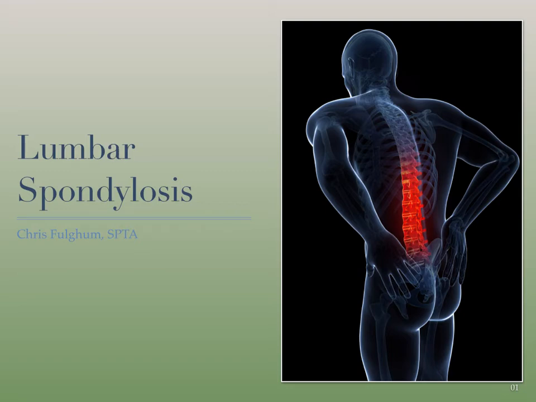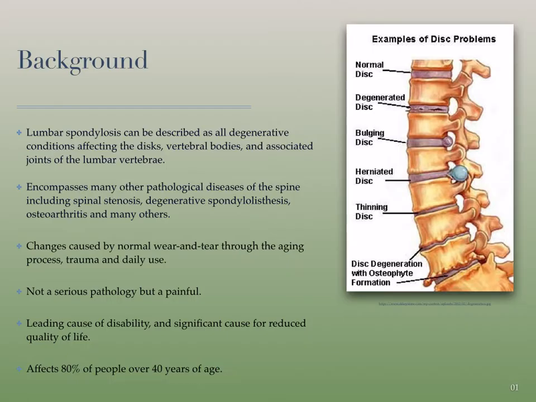I'm a student physical therapist assistant and I will be discussing lumbar spondylosis. So some quick background. Lumbar spondylosis can be described as all degenerative conditions affecting the discs, vertebral bodies, and associated joints of the lumbar vertebrae. It kind of goes synonymously with arthritis. They kind of go hand in hand with each other. Spondylosis is kind of an umbrella term. It encompasses many other pathological diseases of the spine, including spinal stenosis, degenerative spondylolisthesis, osteoarthritis, and many others.